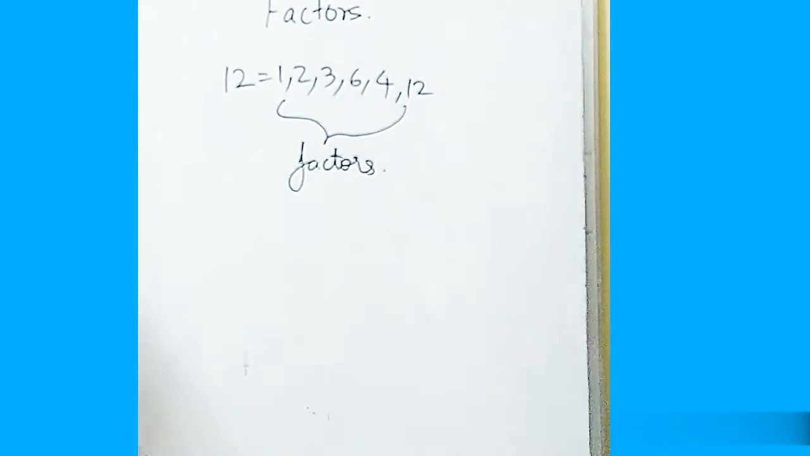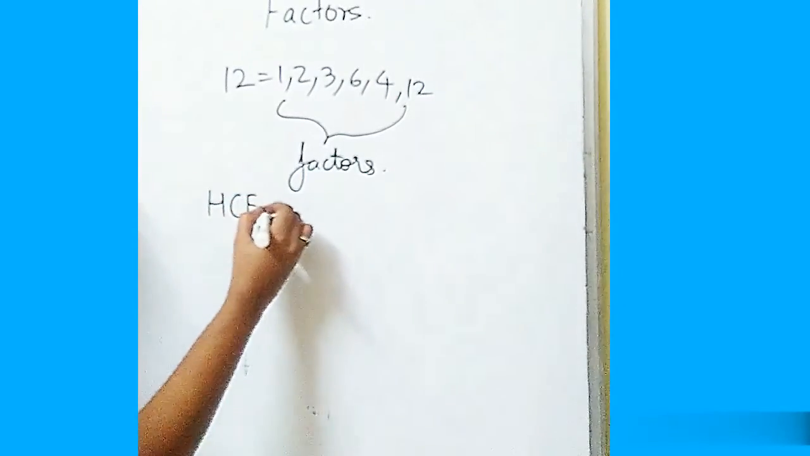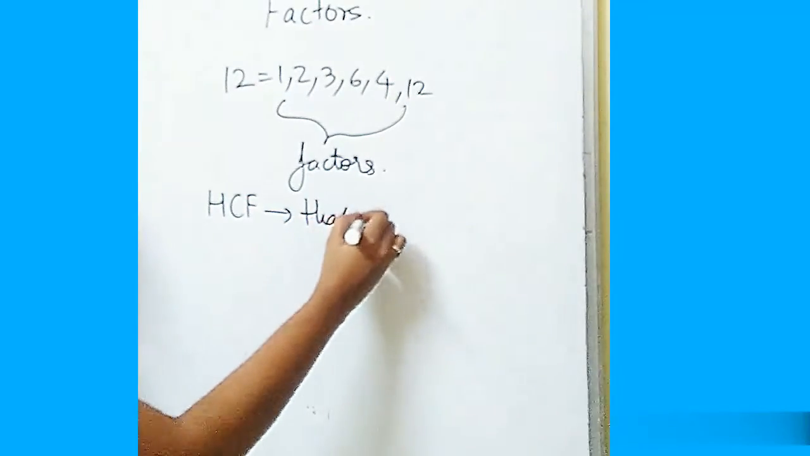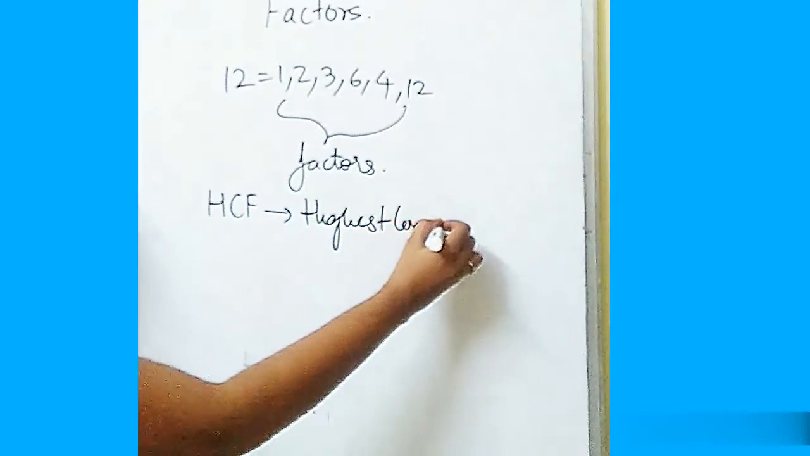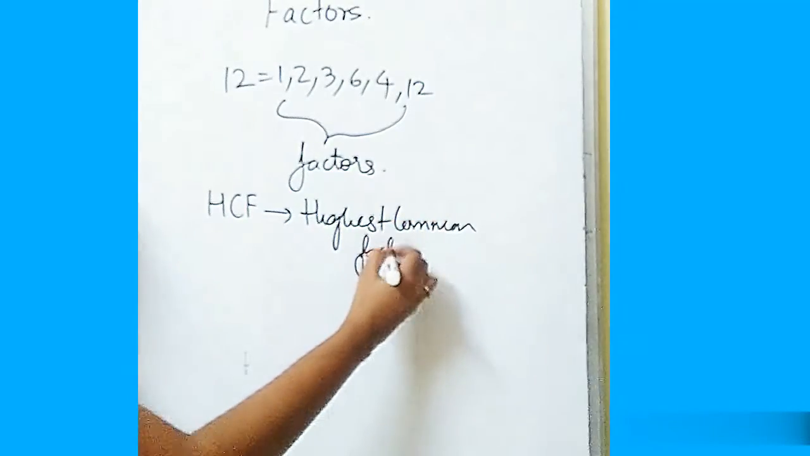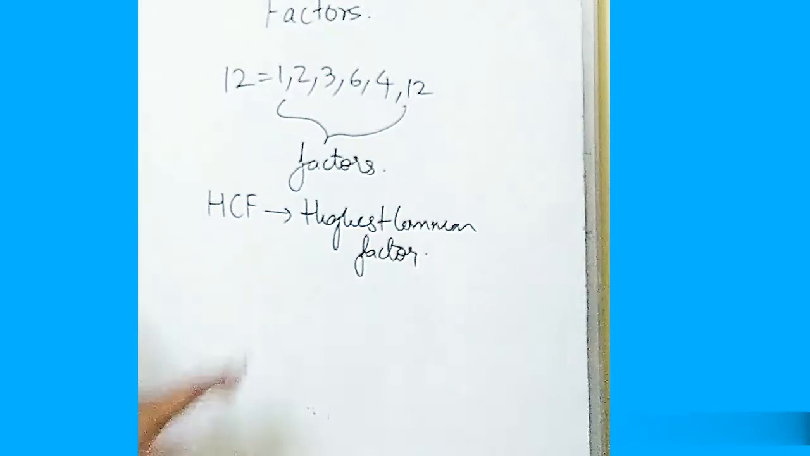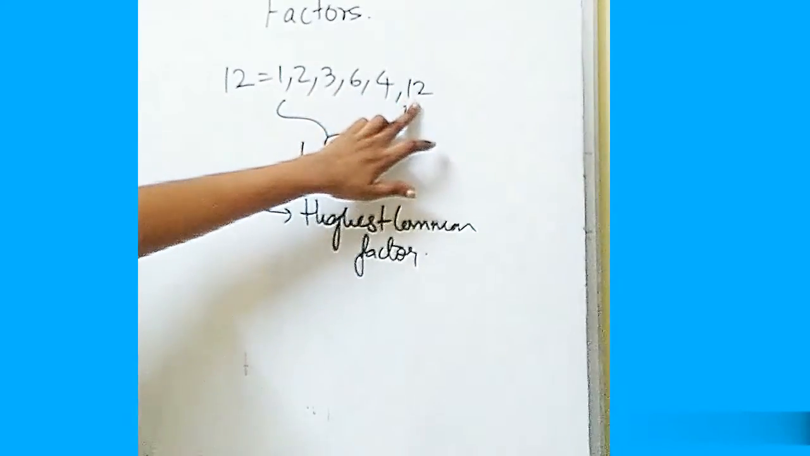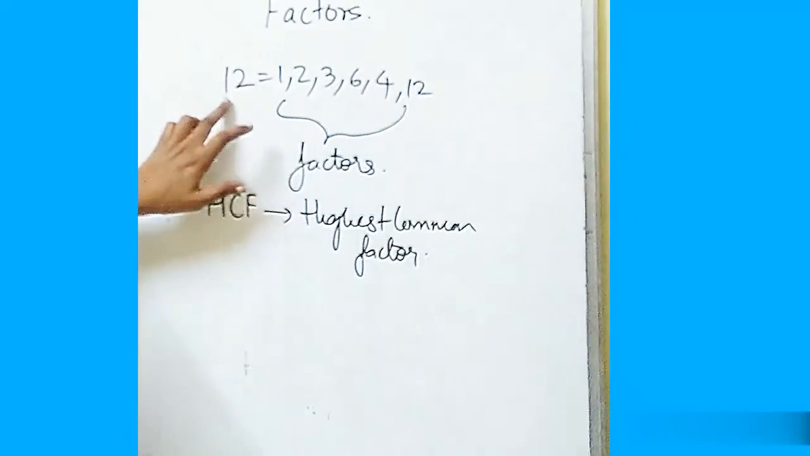So related to factors, student, we have one term that is called HCF. What is it? HCF. Highest common factor. What is the highest common factor? It is the maximum number, or the largest number, in which this particular number comes in that particular table. Like if I am talking about 12, 12 will be the maximum number, or the last number, in which the 12 comes.